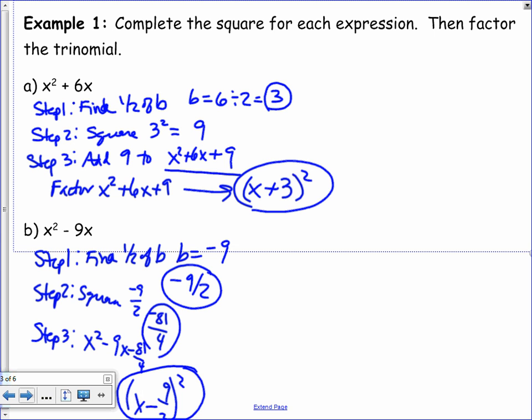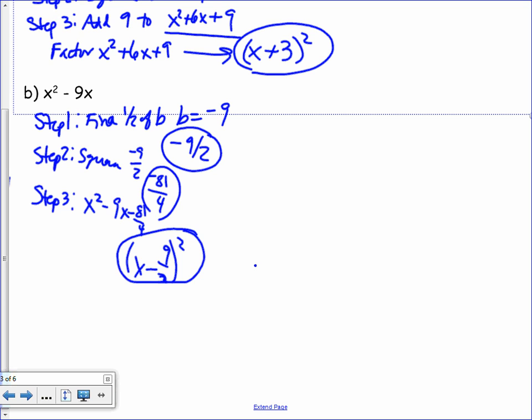Again, that was a 9/2. That's a little 2 down there, which is really hard to see. I'll try to extend the page for you. So that's a 2 in 9/2. So it's x minus 9/2 squared.